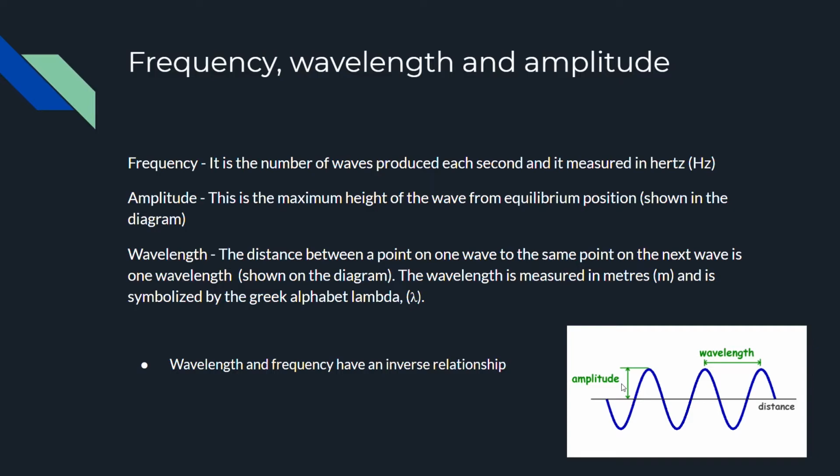Wavelength is the distance between a point on one wave to the same point on the next wave. This is also shown in the diagram, so it's basically here to here, or it can be here to here. The wavelength is measured in meters and is symbolized by the Greek letter lambda. Wavelength and frequency have an inverse relationship, meaning that the higher the frequency, the lower the wavelength.